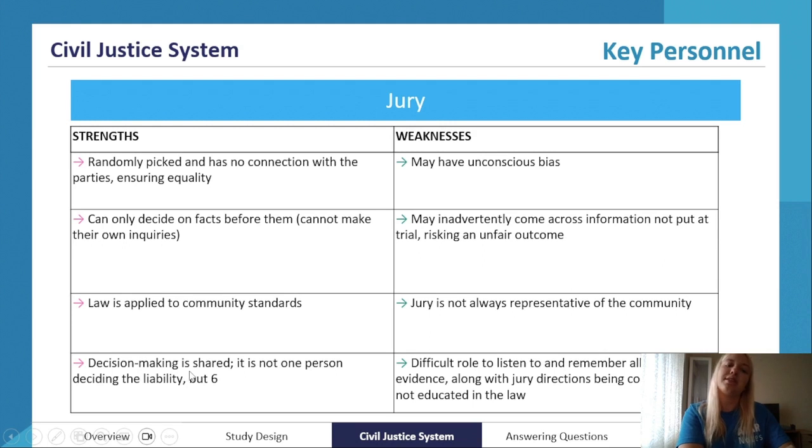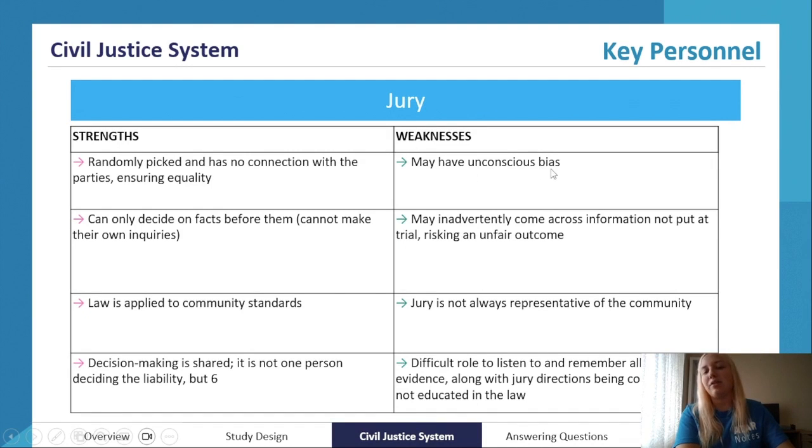And it also ensures decision making is shared. It's not one person deciding the liability if it was the judge, but now it's 6, which might make the plaintiff and defendant feel that it's a bit more fair to have multiple people making the decision. Also, the fact that they're members of the community, that can be really reassuring to people.